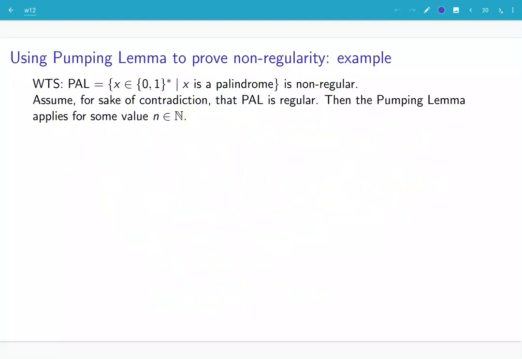So how can we use this? Well, let's try and show that another language is non-regular, and this time using the pumping lemma. So our language is going to be PAL, the language of palindromes. So they are strings that are the same forwards as backwards.